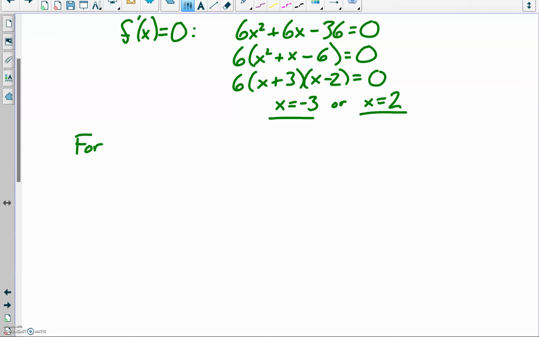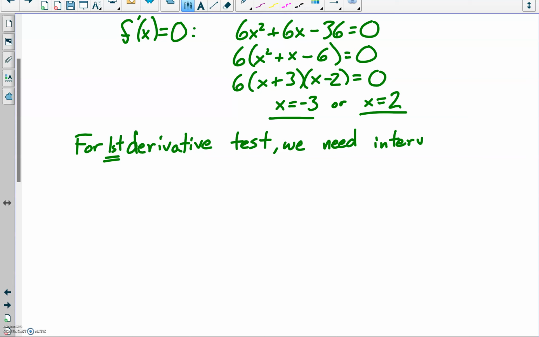derivative test. So for the first derivative test, this is all about signs changing on either side of the critical number locations. So for the first derivative test, put that first in there, we need intervals of increase and decrease for the f prime. And we're going to use a sign chart to do this. So for the sign chart, I'm just going to put a little number line.